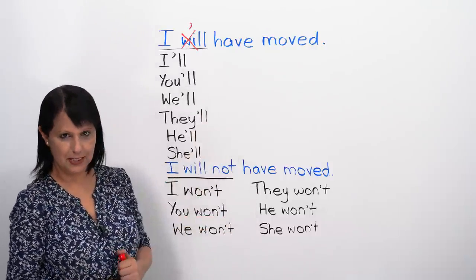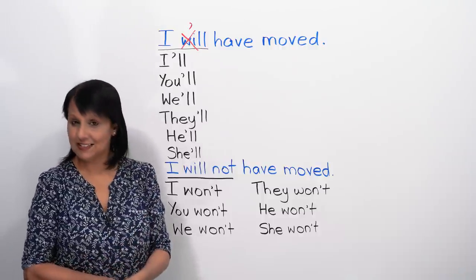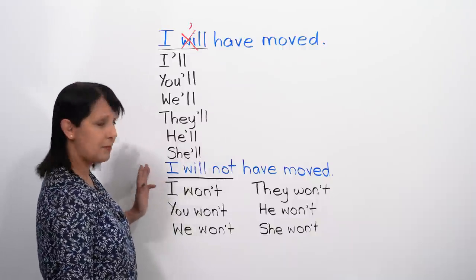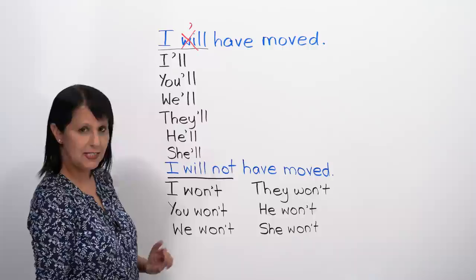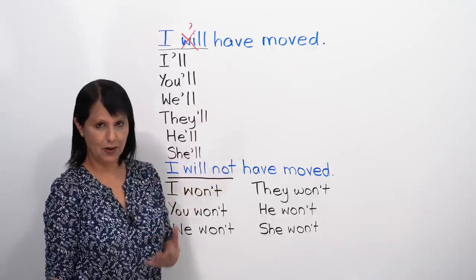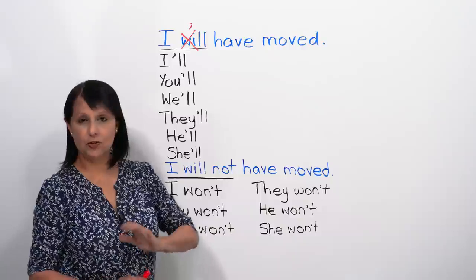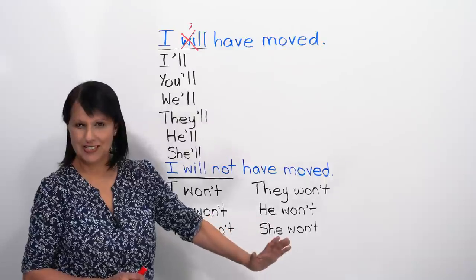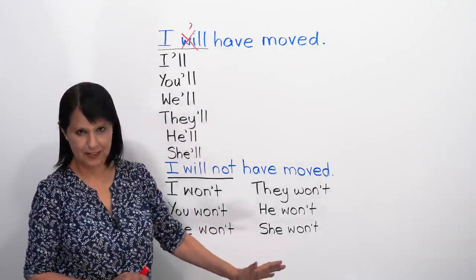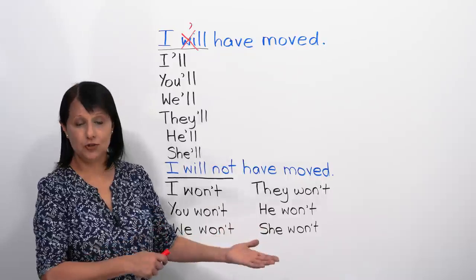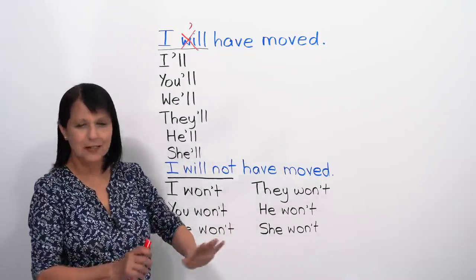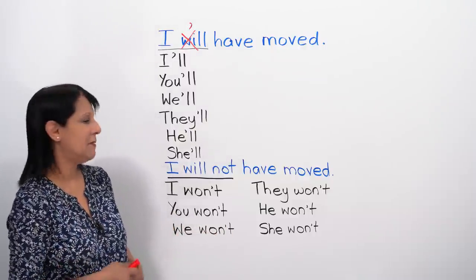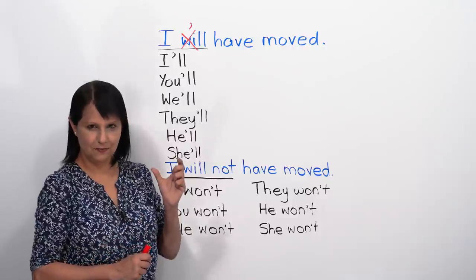So that's for the positive sentence. Now, with the negative sentence, it's going to be a little bit different. So what happens? The normal negative sentence is, I will not have moved, right? But when we contract it, it's not logical. It doesn't follow the normal rules. We just have to use another word. There's a kind of a linguistic history why this happens, but it doesn't matter for you. Unless you're really, really interested, you can look it up. But for now, just learn this form.